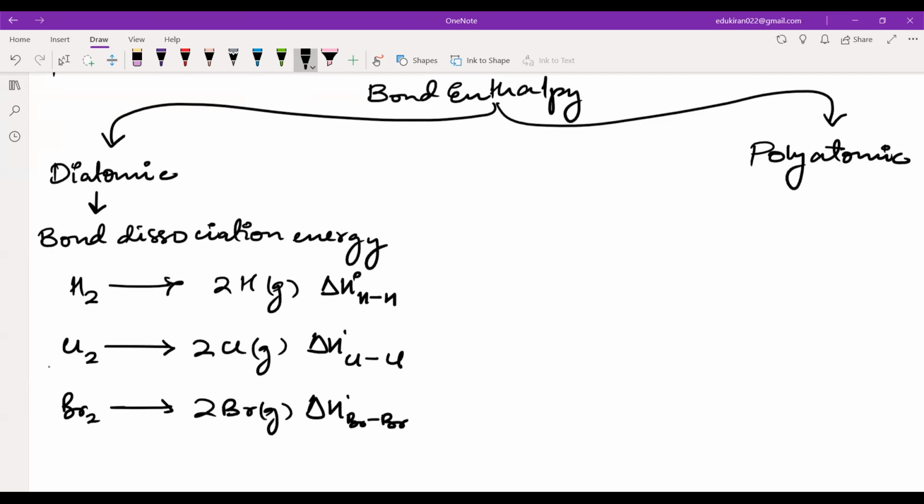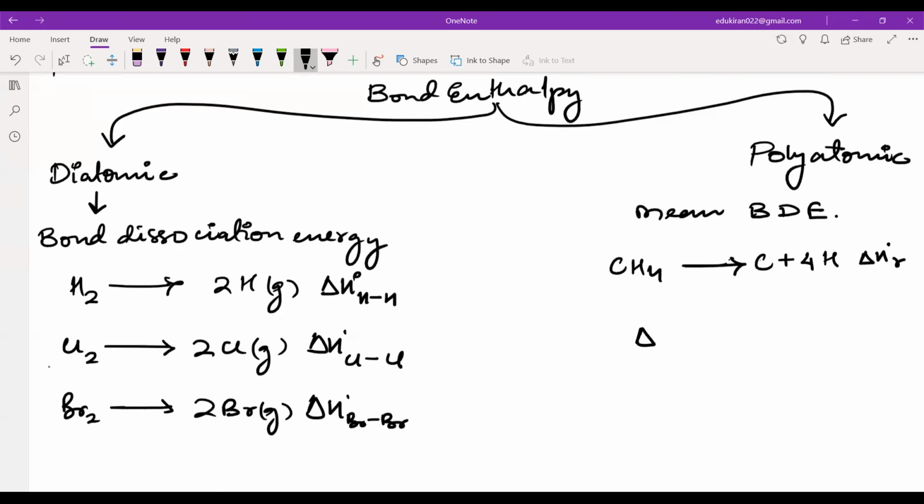Then we are going to take the mean bond dissociation energy for a reaction such as CH4, which is going to give me carbon plus 4 hydrogens, and it will correspond to some delta H naught of this reaction.